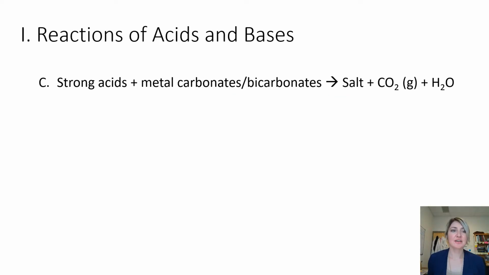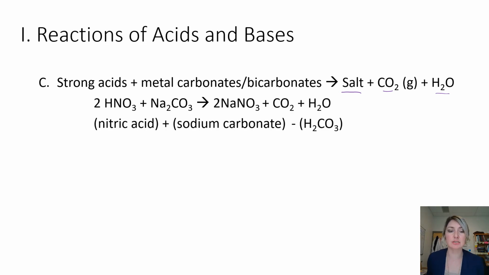All right, our next reaction is when we add a strong acid to a metal carbonate or bicarbonate, which is actually surprisingly important for us in the nursing career field. What this always forms is a salt, CO2, and H2O, but this doesn't always do it as pretty as it looks on here. Let's take a look at a reaction. So when we take nitric acid, which is a strong acid, and we combine it with sodium carbonate, we have a strong acid plus a metal carbonate.